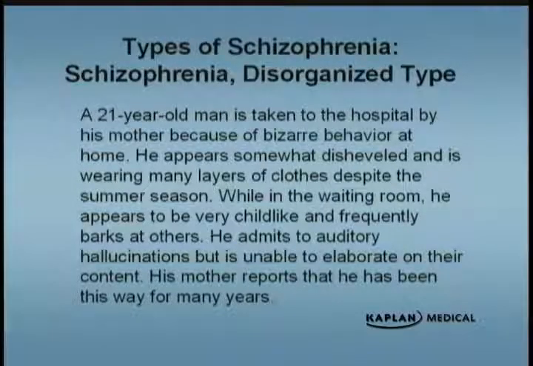A 21-year-old man is taken to the hospital by his mother because of bizarre behavior at home. He appears somewhat disheveled and is wearing many layers of clothes despite the summer season. While in the waiting room, he appears to be very childlike and frequently barks at others. He admits to auditory hallucinations but is unable to elaborate on their content. His mother reports that he has been this way for many years. This is a patient that would have schizophrenia disorganized type.